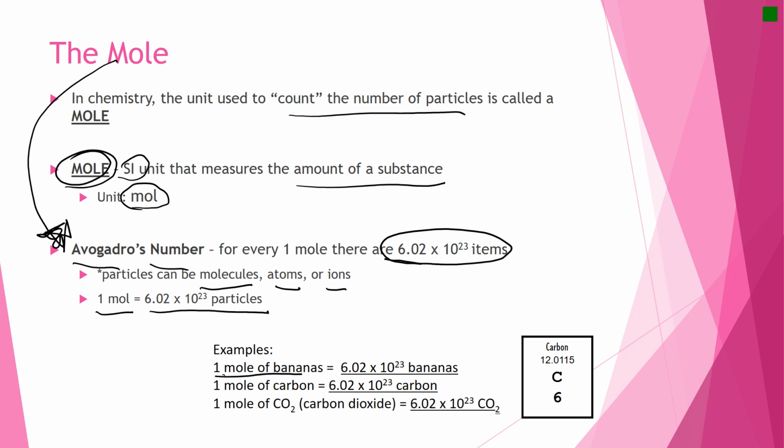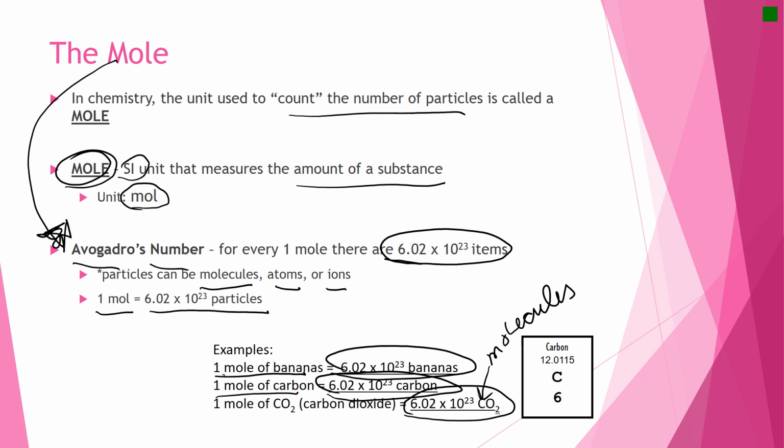So if I had a mole of bananas, I had 6.02 times 10 to the 23rd bananas. If I had a mole of carbon, I had 6.02 times 10 to the 23rd carbon atoms. If I have a mole of CO2, I have 6.02 times 10 to the 23rd, and that should be molecules of CO2. Okay, so all a mole is, is equal to 6.02 times 10 to the 23rd.